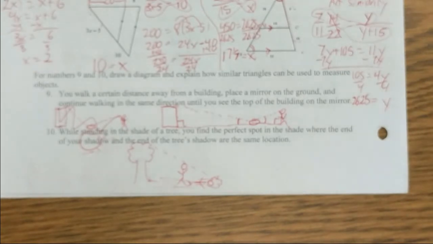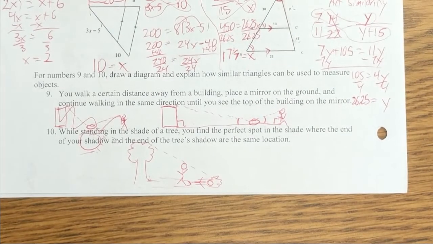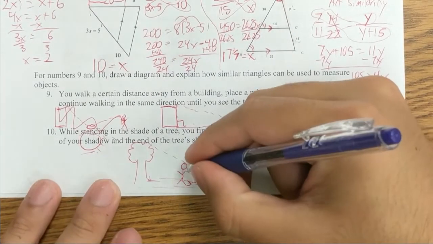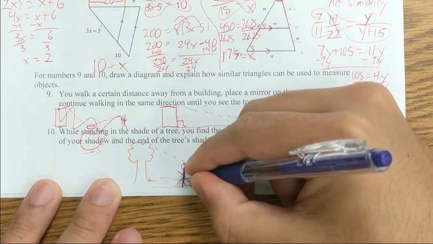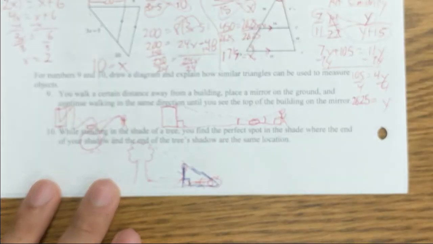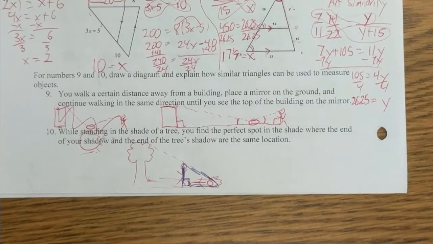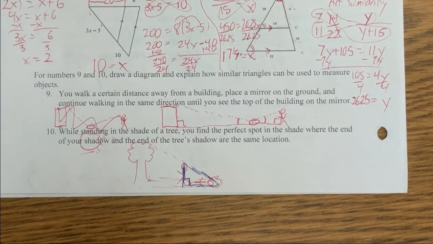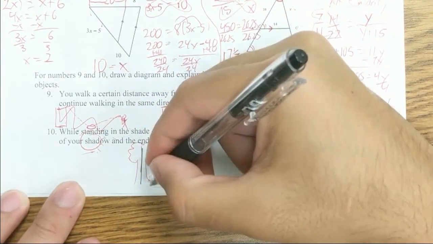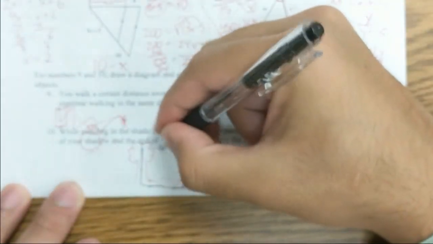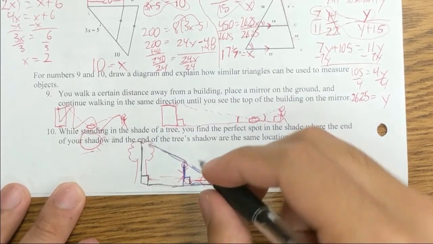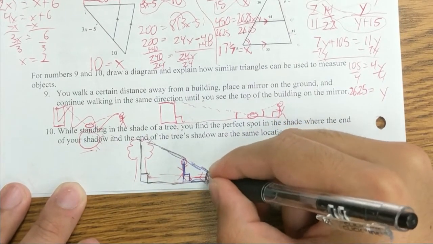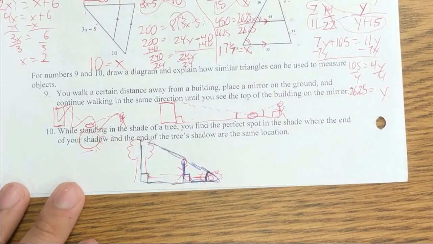Again, we have similar triangles. Here's one triangle. We know this is a right angle because you're standing straight up. And then you have another triangle over here. Again, the tree is going straight up, so that's a right angle. And both triangles have this same angle right here. So again, we can use AA similarity.